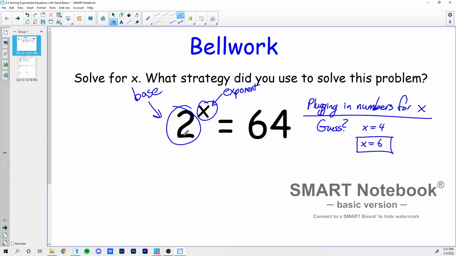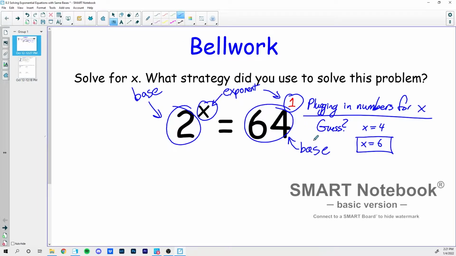So we need to get the same base on both sides of our equation. Right now, this has a base of 2. This has a base, over here, of 64. Can you guess what the exponent is? Because this does have an exponent, just like the other side. If you're thinking that the exponent is 1, you're correct. Both of these, on both sides, have a base and an exponent.